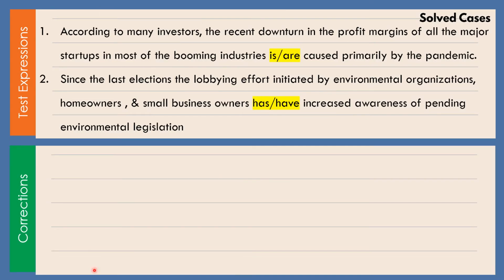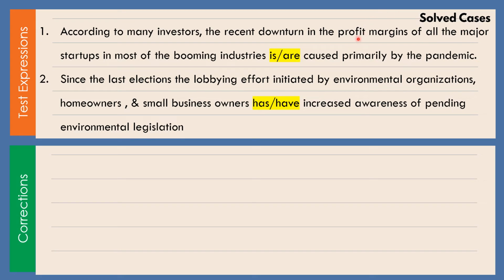Let's look at a few more sentences. The first one says, according to many investors, the recent downturn in profit margins. Look, it will be clear from here. There's a good chance that this might be the subject. The recent downturn in the profit margins. Anyhow, let's read. Of all the major startups in most of the booming industries is caused primarily by the pandemic. See, if you read this consciously, it's very clear that it's the recent downturn that is caused primarily by the pandemic.